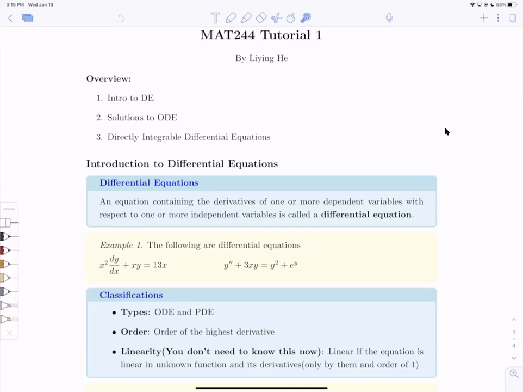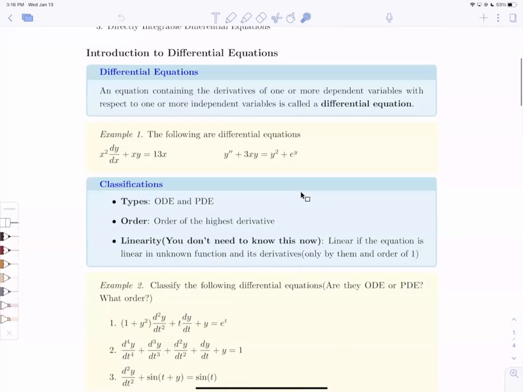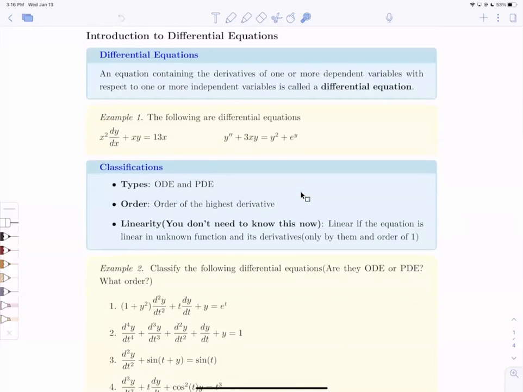Anyway, let's start. So today we're going to talk about introduction to differential equations. DE stands for differential equations, solutions to ordinary differential equations, and then directly integrable differential equations. Hopefully I'm not ahead of your lecture, but I might be, but it should be okay. Anyway, so introduction to differential equations. Let's look at the definition.